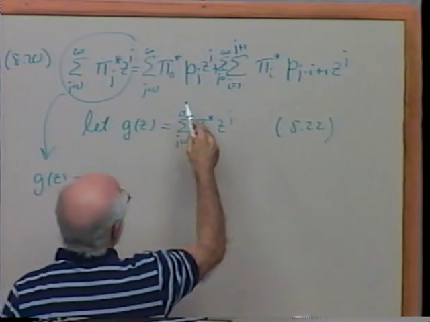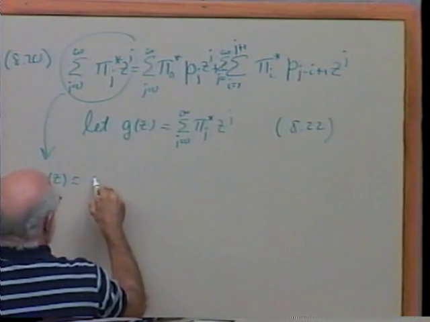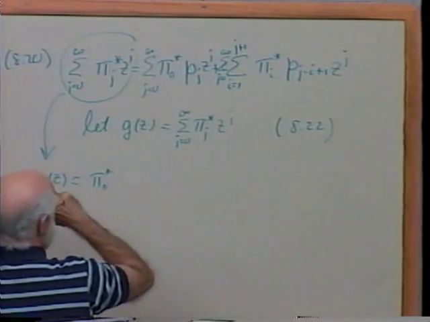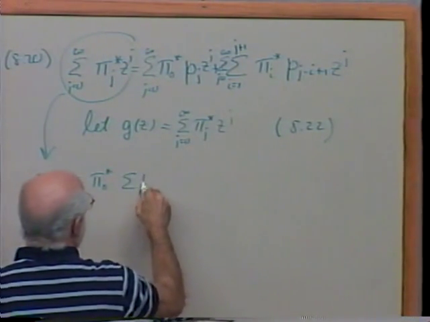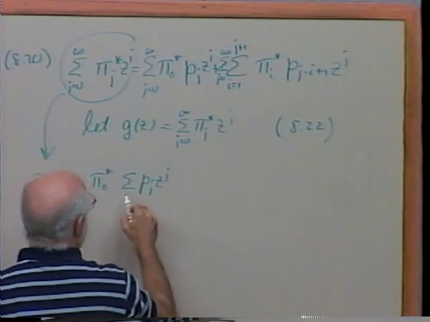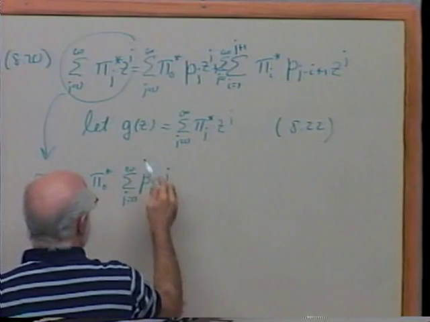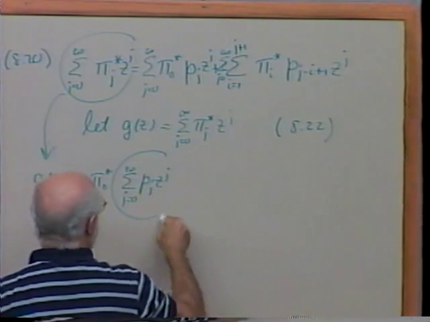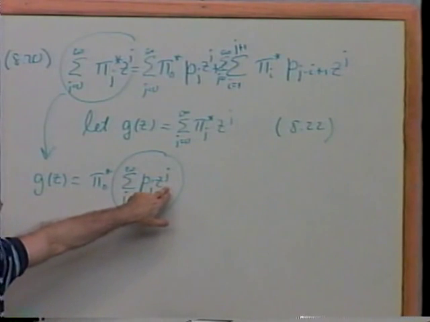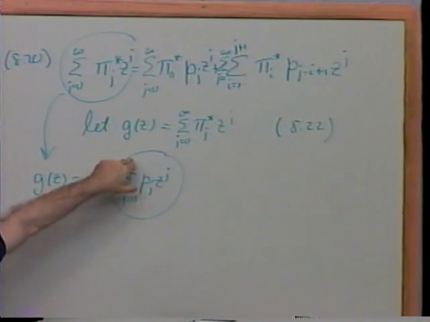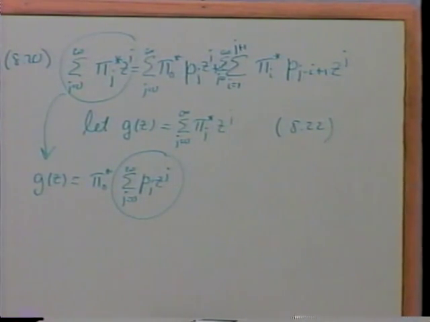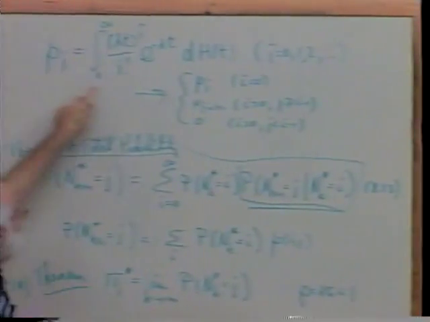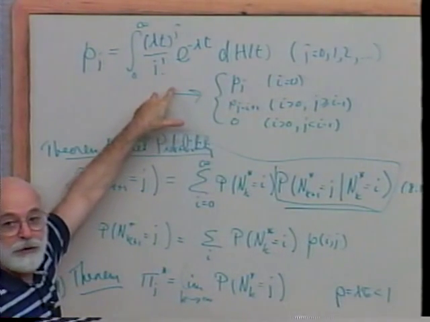Now how about this term right here? The pi 0 star comes outside the summation sign, and then what I'm left with is the summation pj z to the j as j runs from 0 to infinity. Now this is in fact a generating function. It's of the form pj z to the j, summed as j runs from 0 to infinity. What is it the generating function of? It generates these little pj's, and those little pj's are these. This probability, remember, is the probability that during a service time there are exactly j arrivals according to a Poisson process.